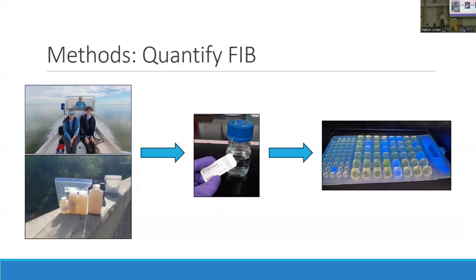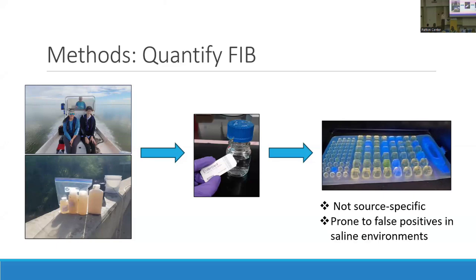However, as useful as this is, it is not source specific. We cannot tell from this tray where the fecal bacteria are coming from. It's like trying to solve a mystery and you find fingerprints at the crime scene, but you can't figure out who they came from. And it's also prone to false positives in saline environments. This is really problematic, especially in a place like Baffin, where it's not only hypersaline, but the tributaries have salinity gradients along the river. So there's some suspicion that these tests might be having false positives. And I will talk a little bit about that more when I show you the data.